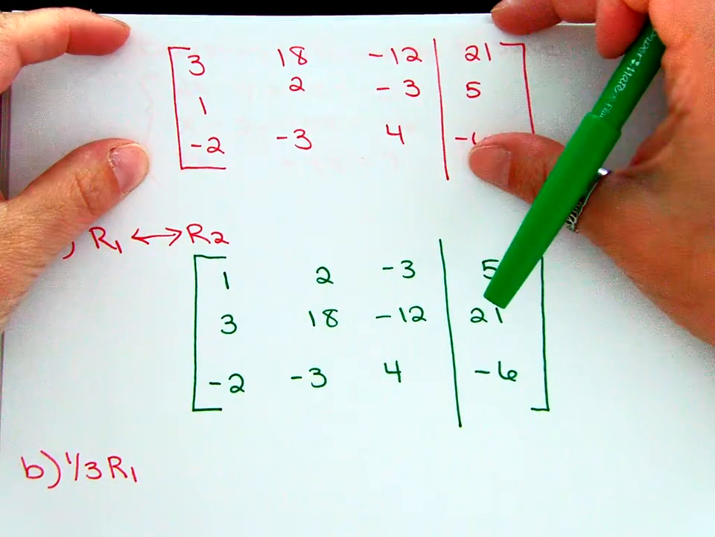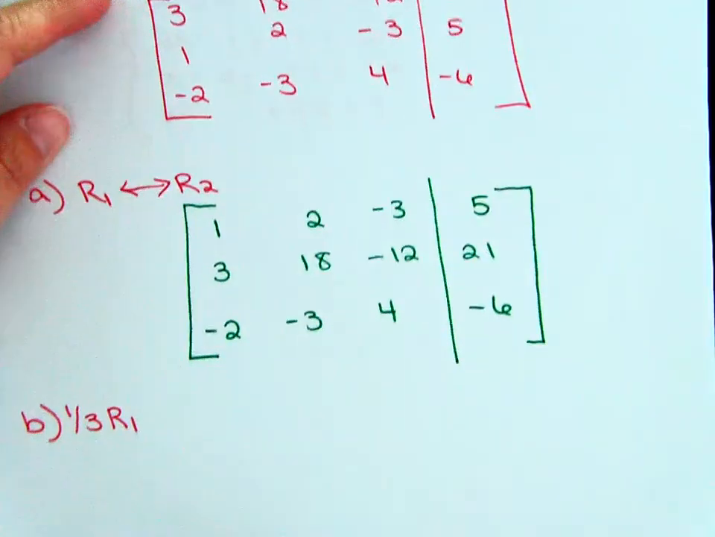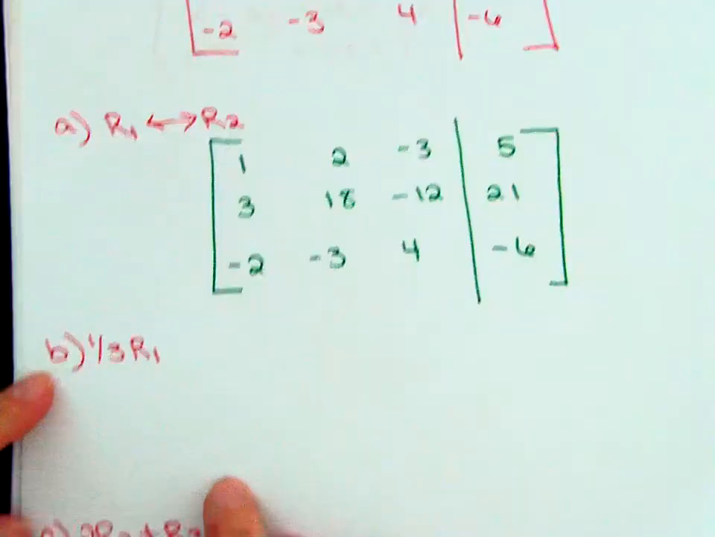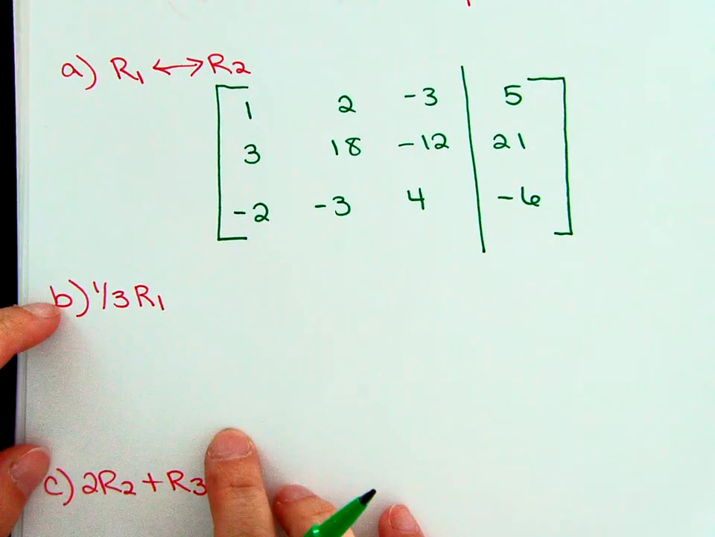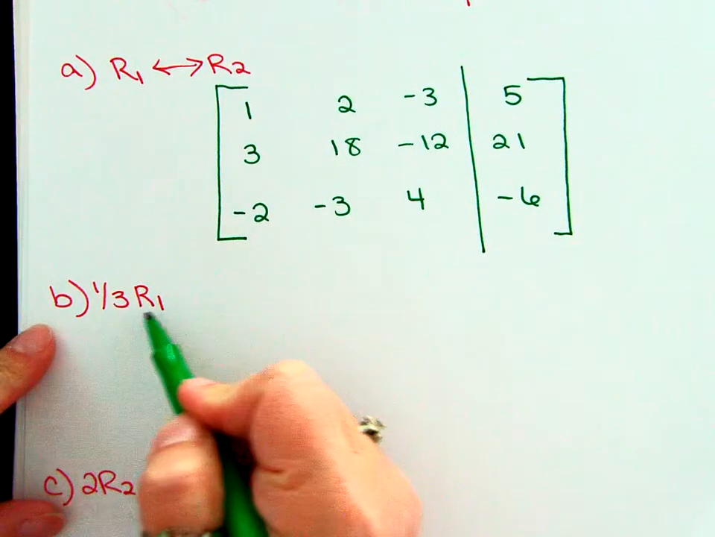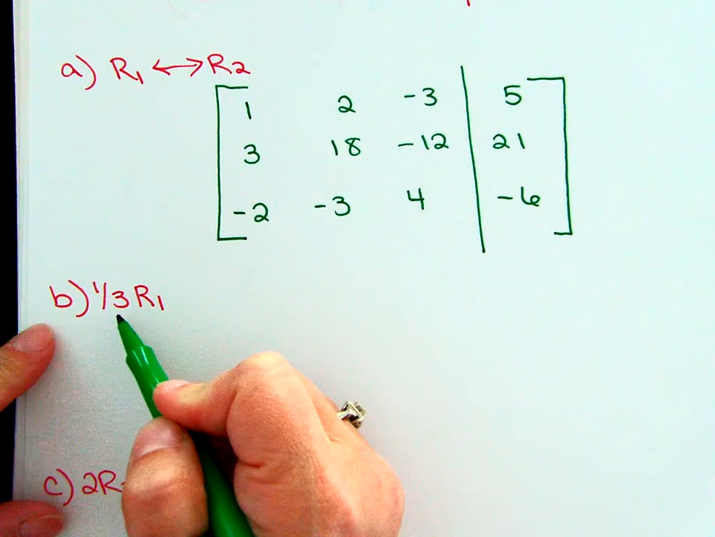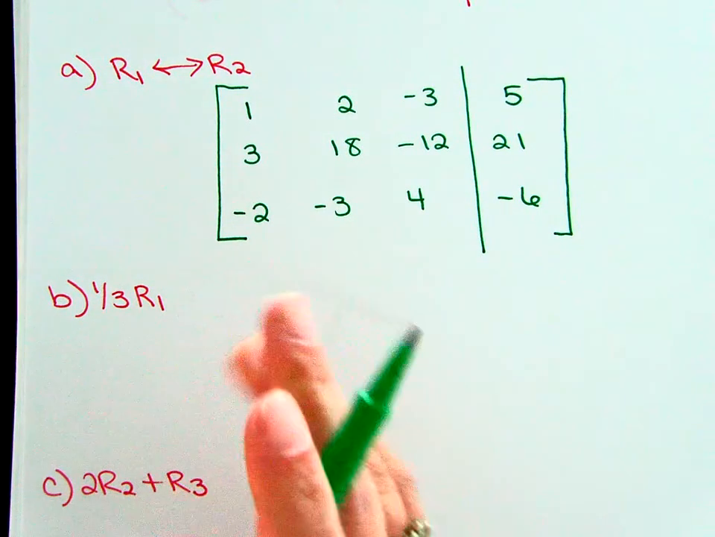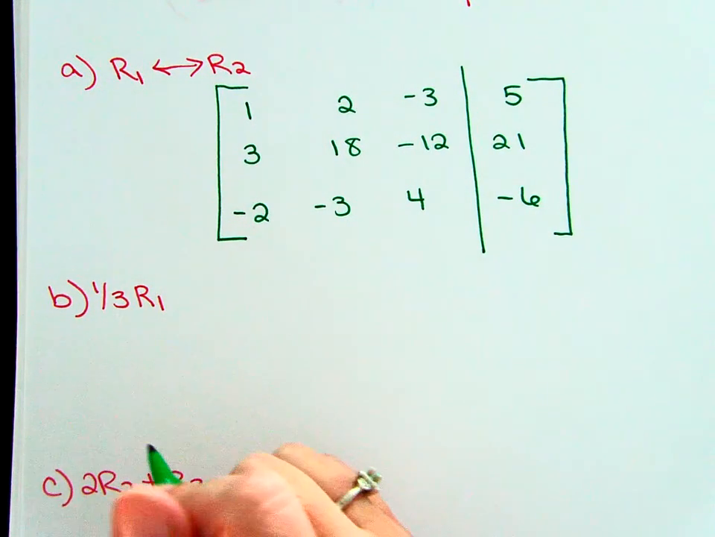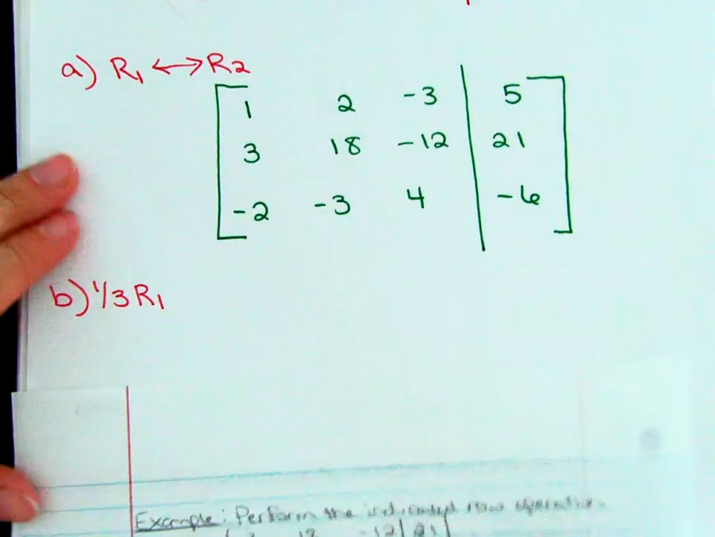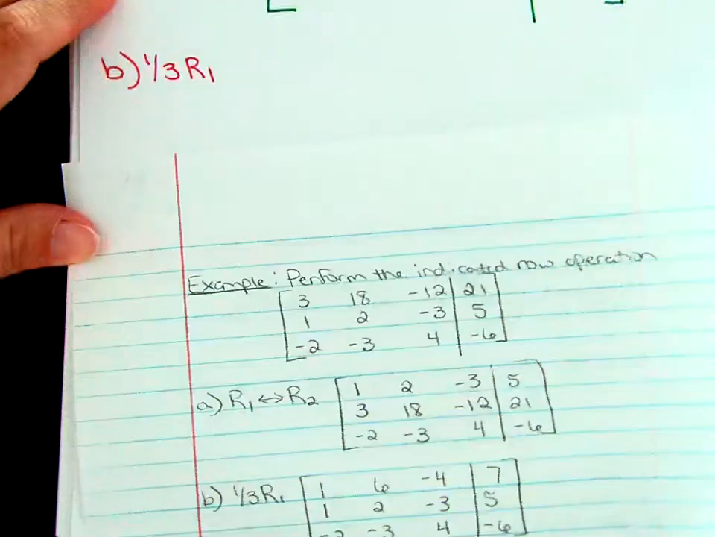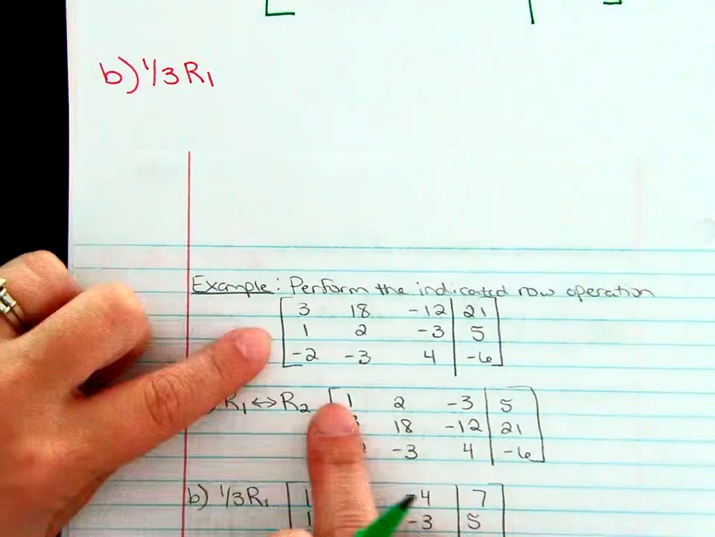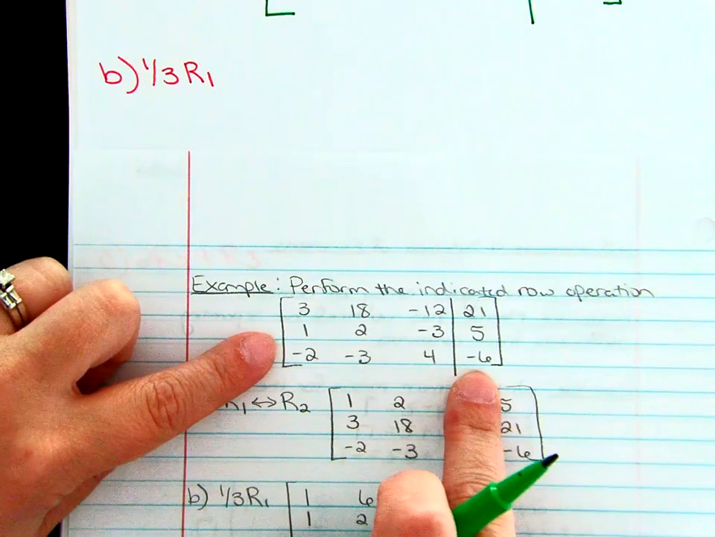So, the second row operation is where we are taking the row indicated and multiplying it by a constant. It can be a fraction. It can be a whole number. It just can't be 0. So, we are going to take, which I'm going to scroll up so you can see it here. This is the starter. We're going to take row 1 and multiply it by a third.